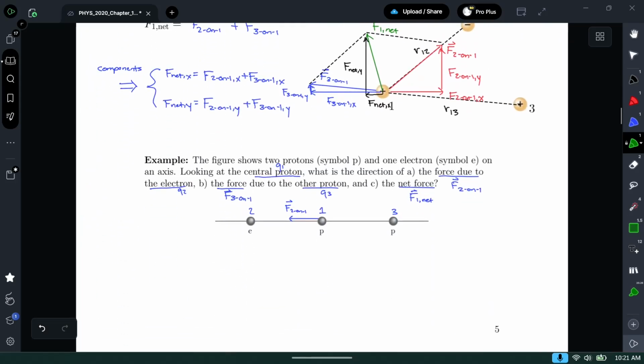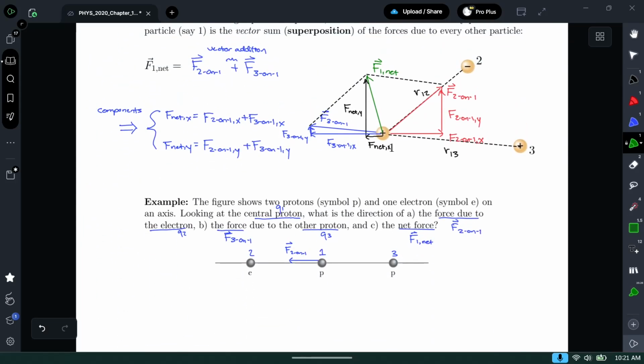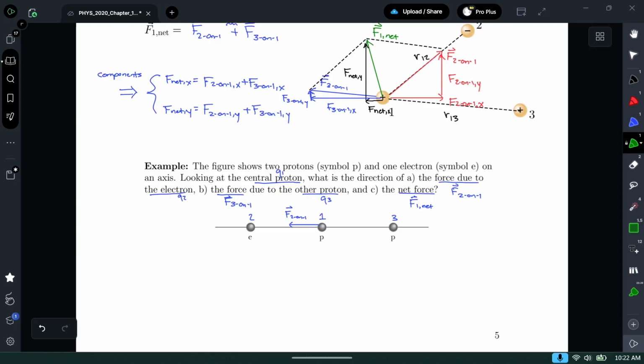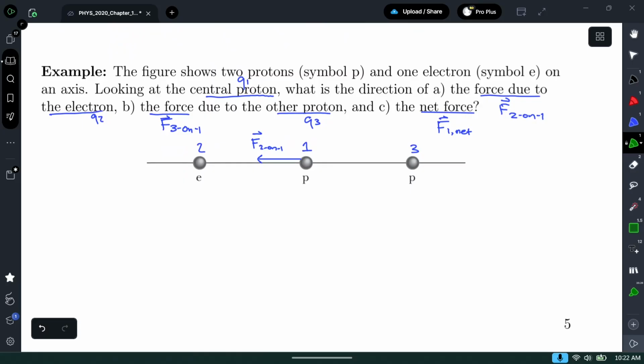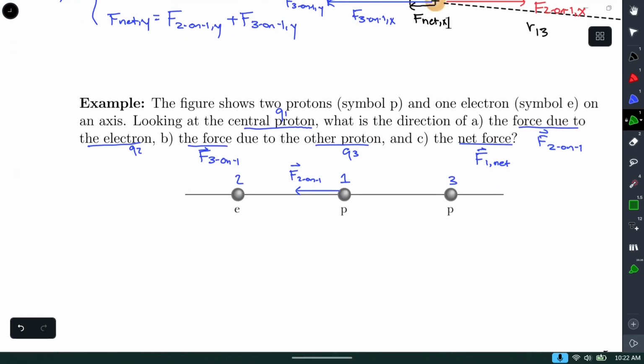If we're dealing with more than one charge exerting a force on a charge we're interested in, we have to do vector addition. And it's the same kind of vector addition as you learned in Physics 1. We're just now doing it with electrical forces instead of friction or tension or gravity or whatever else. And so we started looking at an example of that last time.